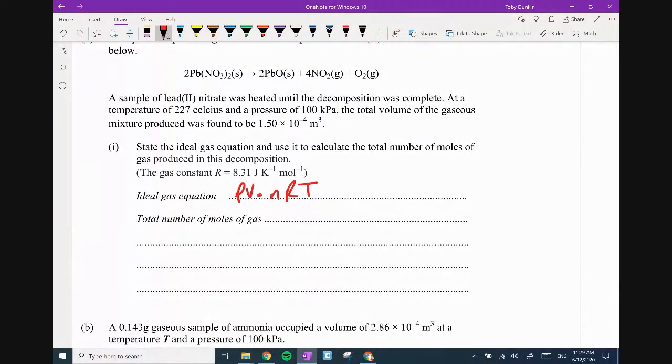I don't really know what that means. Total number of moles of gas, right? So first of all, it's moles again, same reorganization, PV over RT.